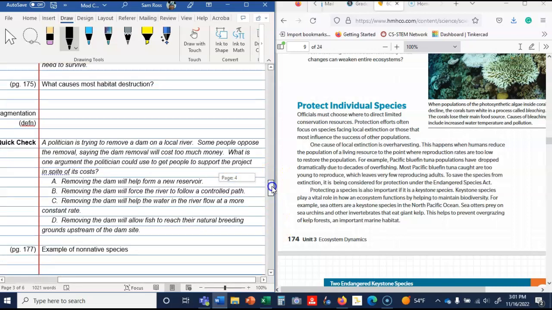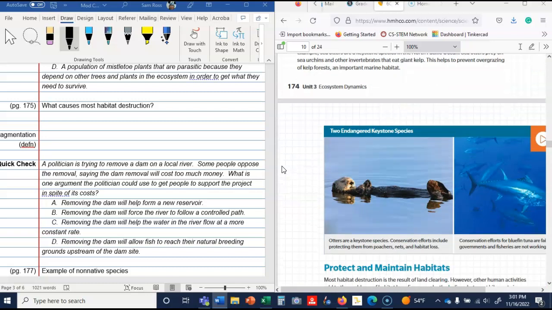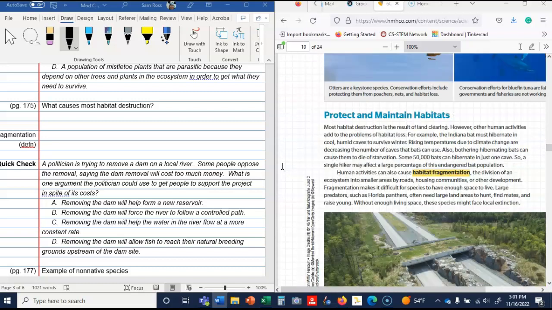And then let's see. I don't know if I can do one more before it shuts down. What causes the most habitat destruction on 175? I think we're going to stop there, and we'll start back there with what causes the most habitat destruction in the next video.